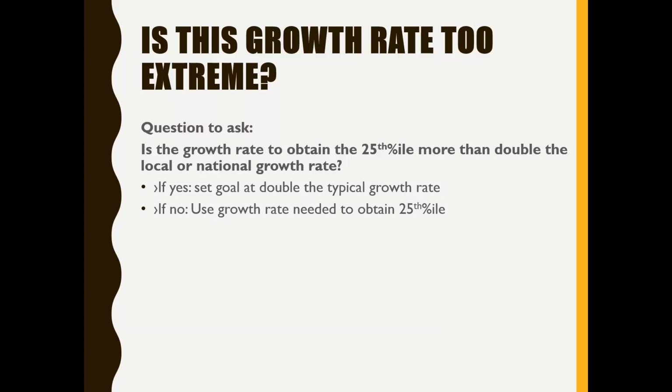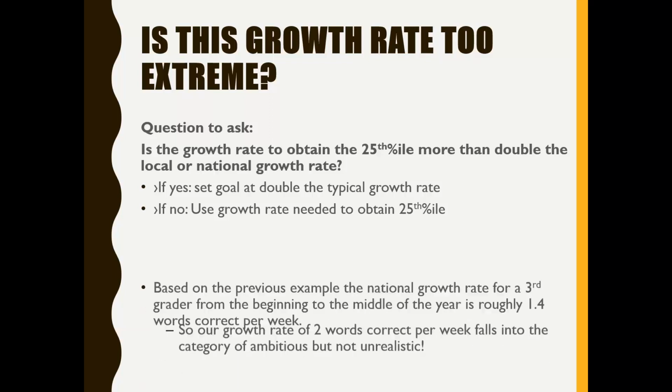If the answer is yes, if what you have figured out is going to be more than double, we end up setting the goal at double the typical growth rate. We typically don't go above double. A lot of the research out there would suggest that that might not be a realistic rate of improvement for a lot of areas, especially when you have students who are older and typical growth rates are significantly lower at the point where they are. If the answer is no, then you can use the growth rate needed to obtain that 25th percentile score that we just walked through.